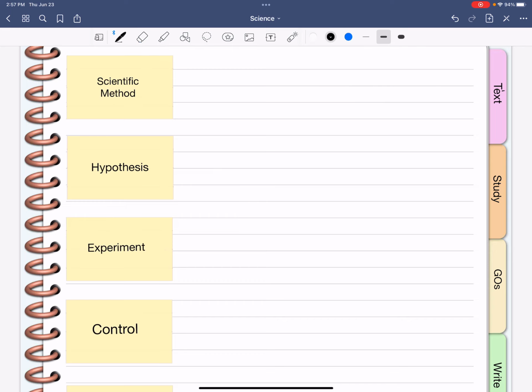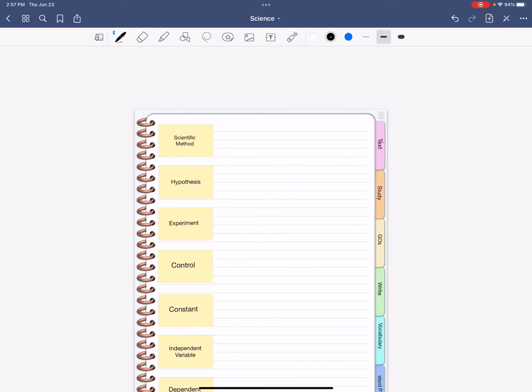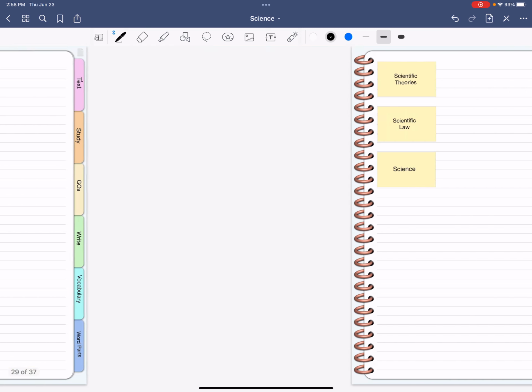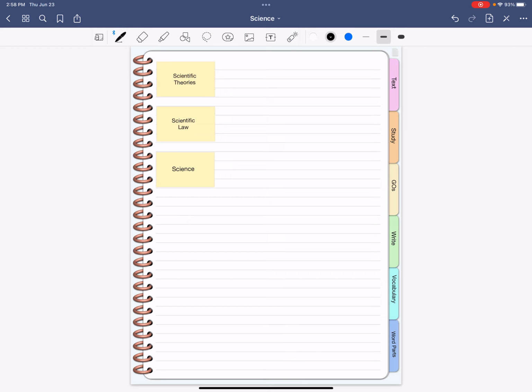But if you are using flashcards, you will need 10 of them. And they are these words plus 3 more. So we'll have scientific method, hypothesis, experiment, control, constant, independent variable, and dependent variable. And then scientific theories, scientific law, and the word science. So if you want to pause the video and make your cards, please do so, and then we'll do the definitions.